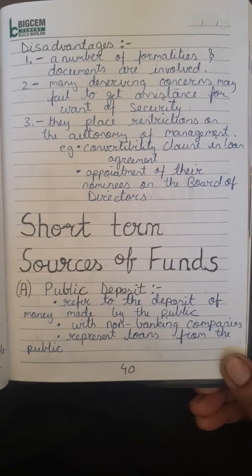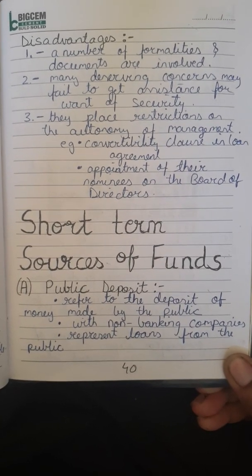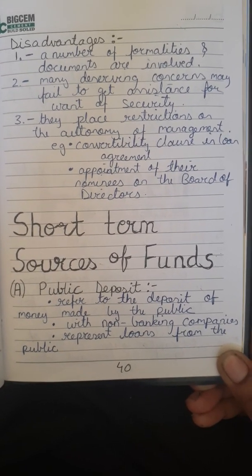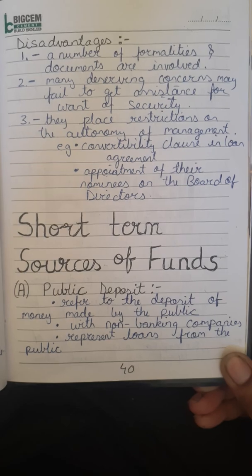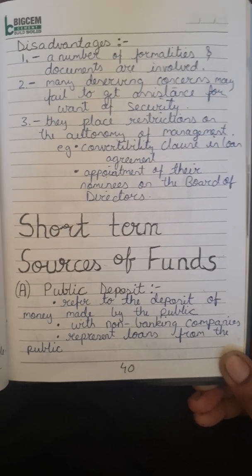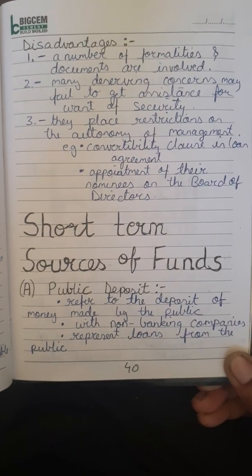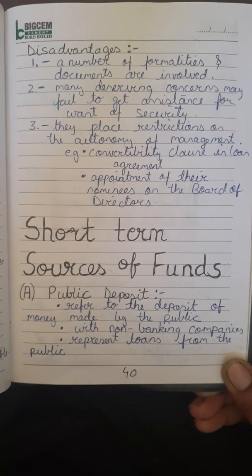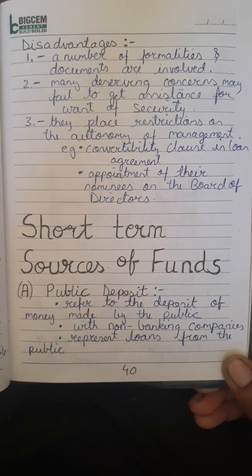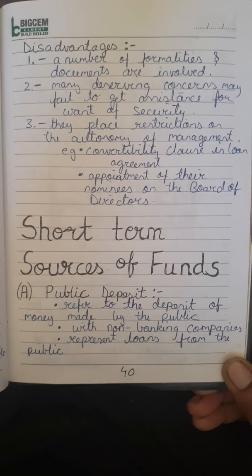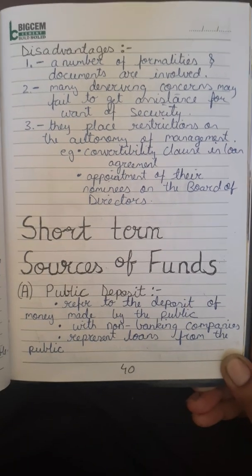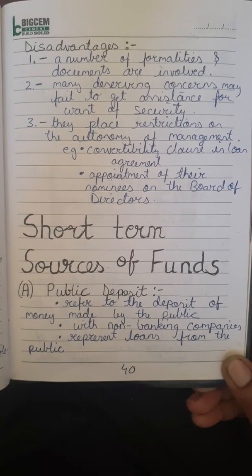As you all know, we are on chapter number 3, which is source of finance for a joint stock company. Till now we had done long-term source of finance for a joint stock company, and from today onwards in our online class we would be doing short-term source of funds for a joint stock company. There are 7 ways in which a joint stock company can raise short-term sources of funds.